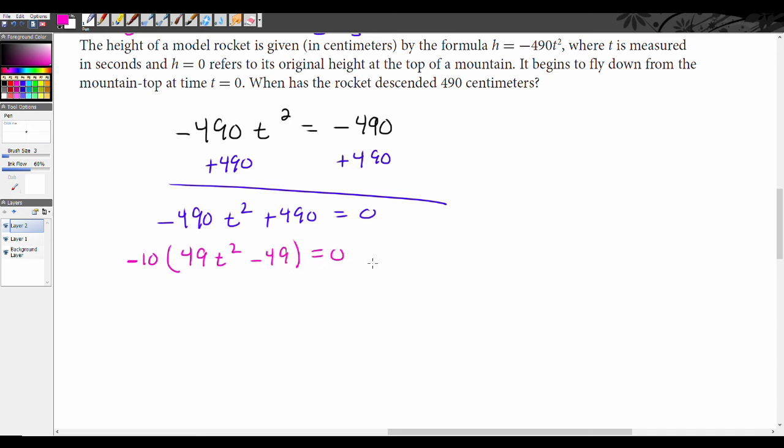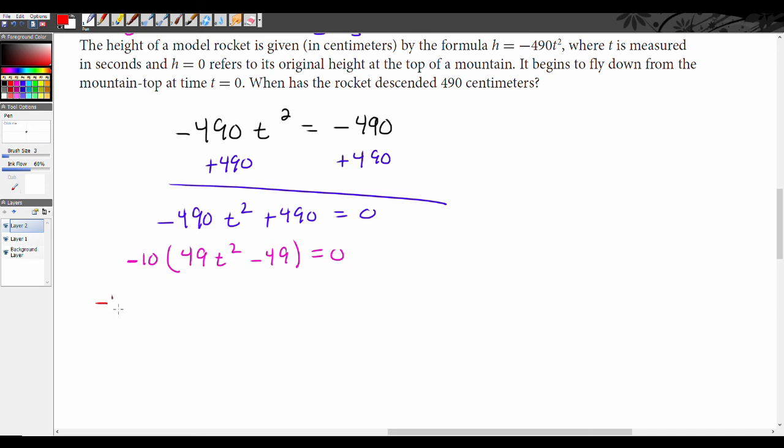And that equals 0. Now, if you're saying, Mr. Sedano, you've told us that you can't do something to one side of an equation. All right, so if you're worried about that, what is 0 divided by negative 10? Still 0. So this works out perfectly, okay? So again, I see 49t squared comes from a perfect square, and 49 is a perfect square. And since there's no middle term, this is an a plus b times a minus b situation. So let's go ahead and factor this.